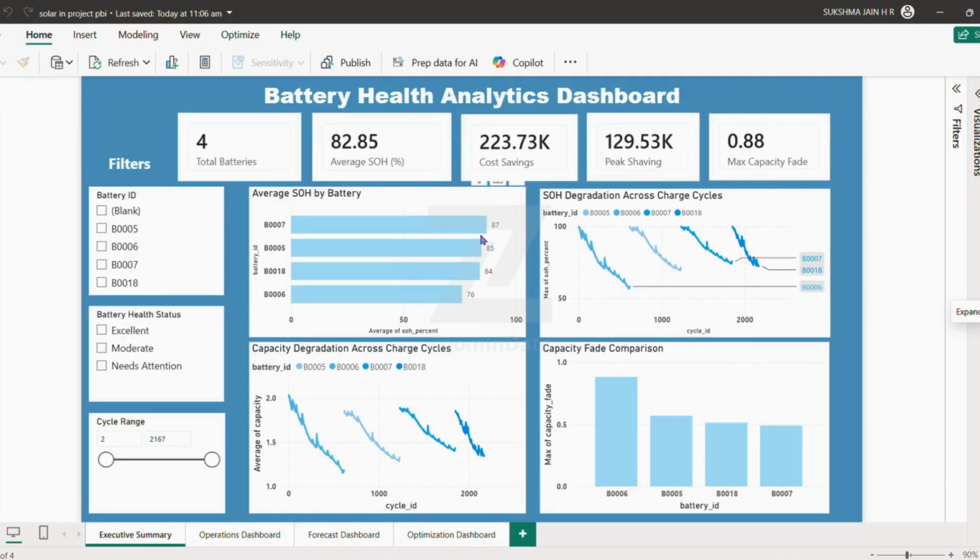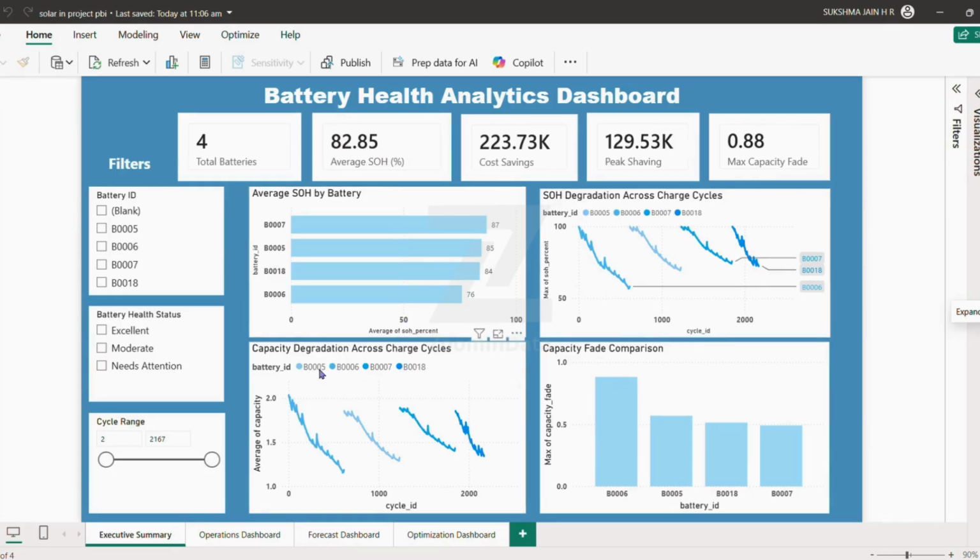As we come to the main graphs, this chart compares the average state of health of each battery, making it easier to identify high performing and low performing batteries. Second one is SOH degradation across charge cycles. This visualization shows how battery health gradually decreases as the number of charging cycles increases.